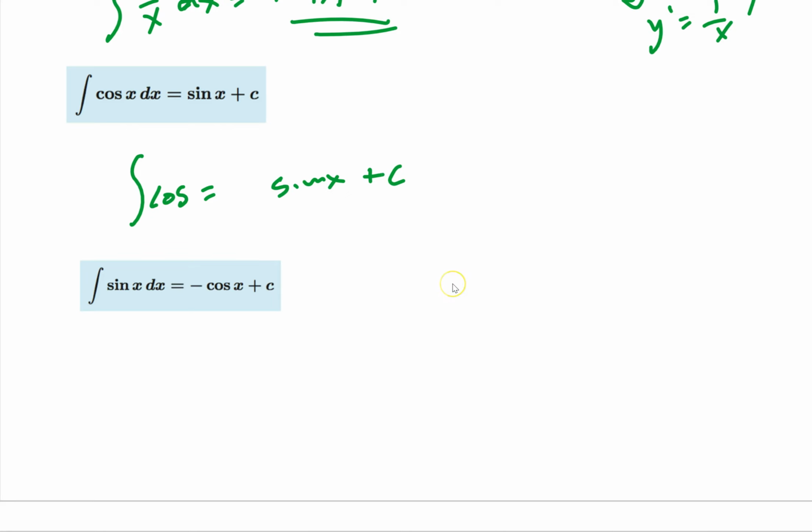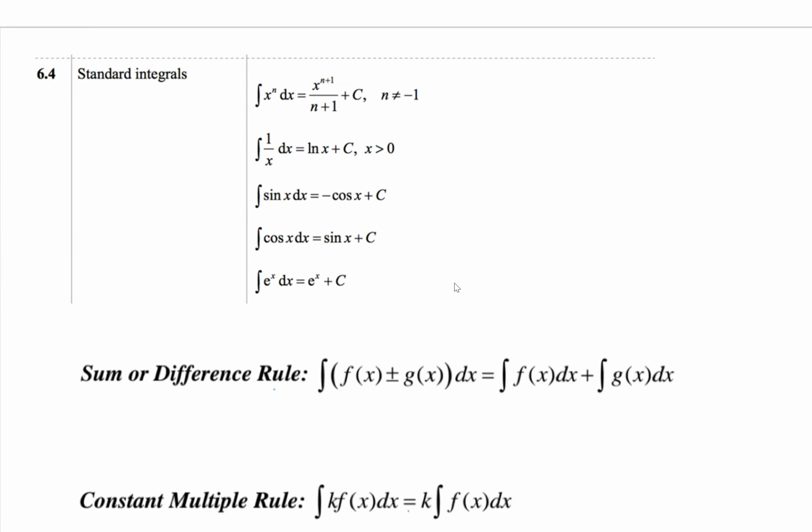So those are all the basic integrals we're going to talk about today. Again, all of them are in your formula sheet, just like right here. Right, so there's a power rule, the natural log one, sine is negative cosine, cosine is sine, and e to the x.